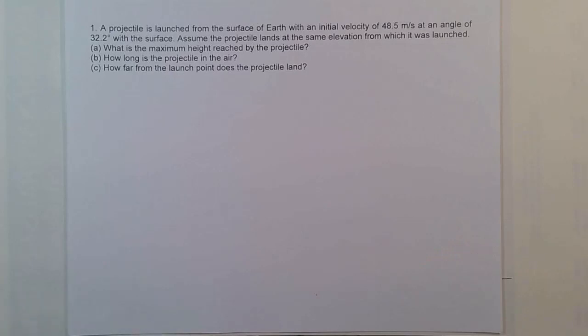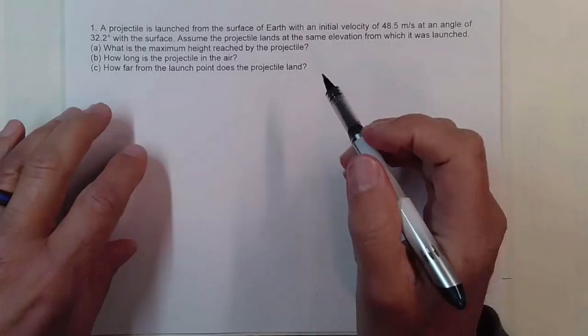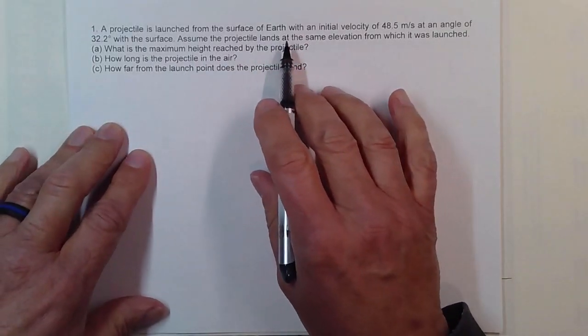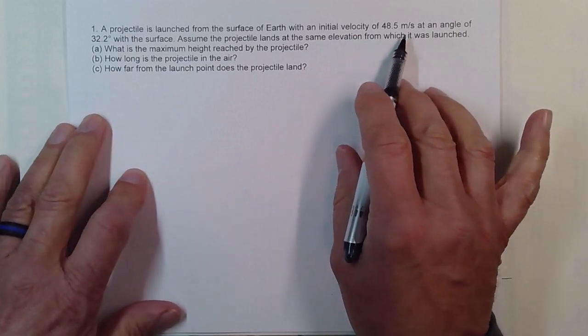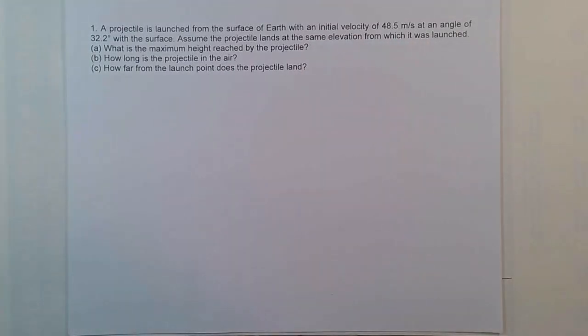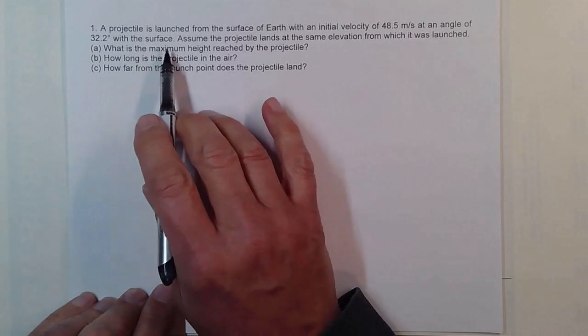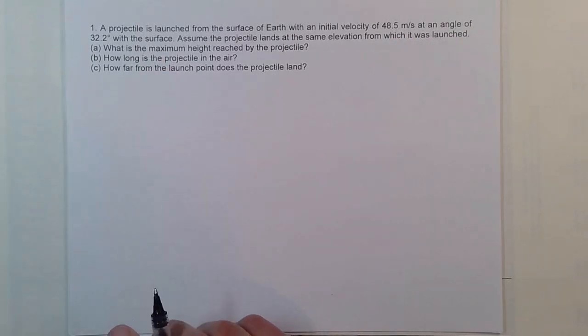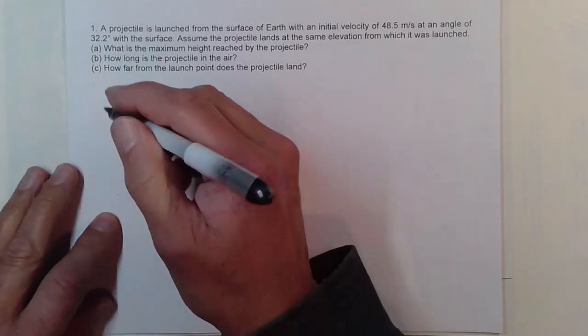Let's try another one. This is one from the sheet you're working, or that you can print off if you want to. We have a projectile launched from the surface of the Earth with an initial velocity of 48.5 meters per second at an angle of 32.2 degrees with the surface. I'm going to make a little sketch of that.